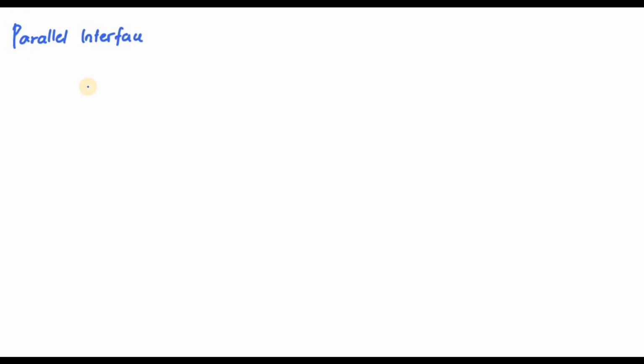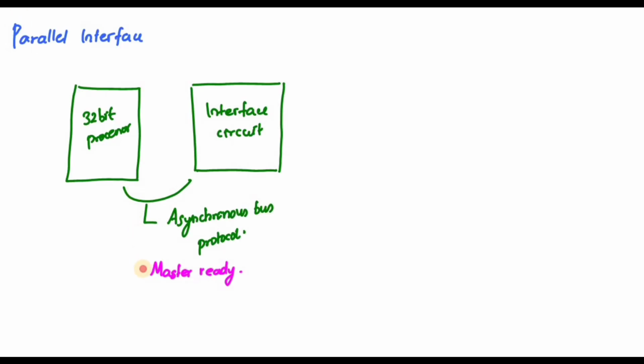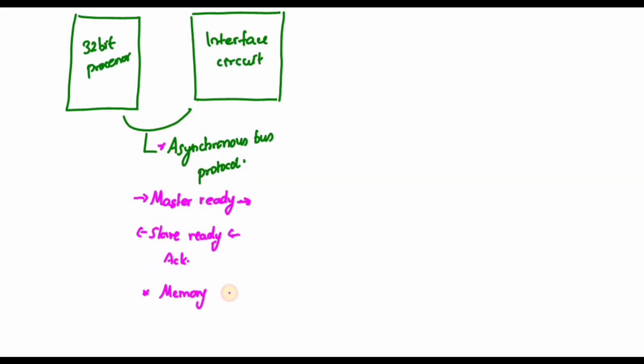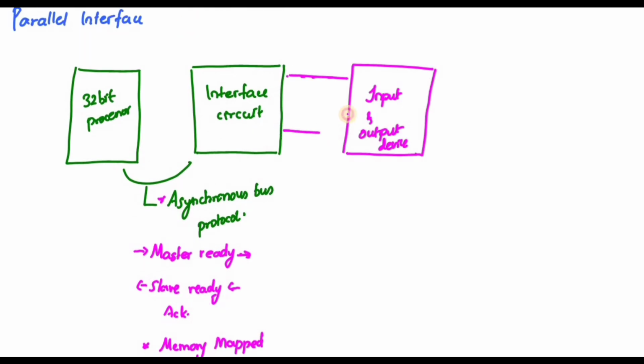Here I am going to connect a 32-bit processor to an interface, and it can communicate with the help of an asynchronous bus protocol. Whenever the master sends a signal like master ready, the interface will send the proper data. After that, it will send the slave ready, which is like an acknowledgment signal. Next, this can be connected using the memory mapped IO technique.